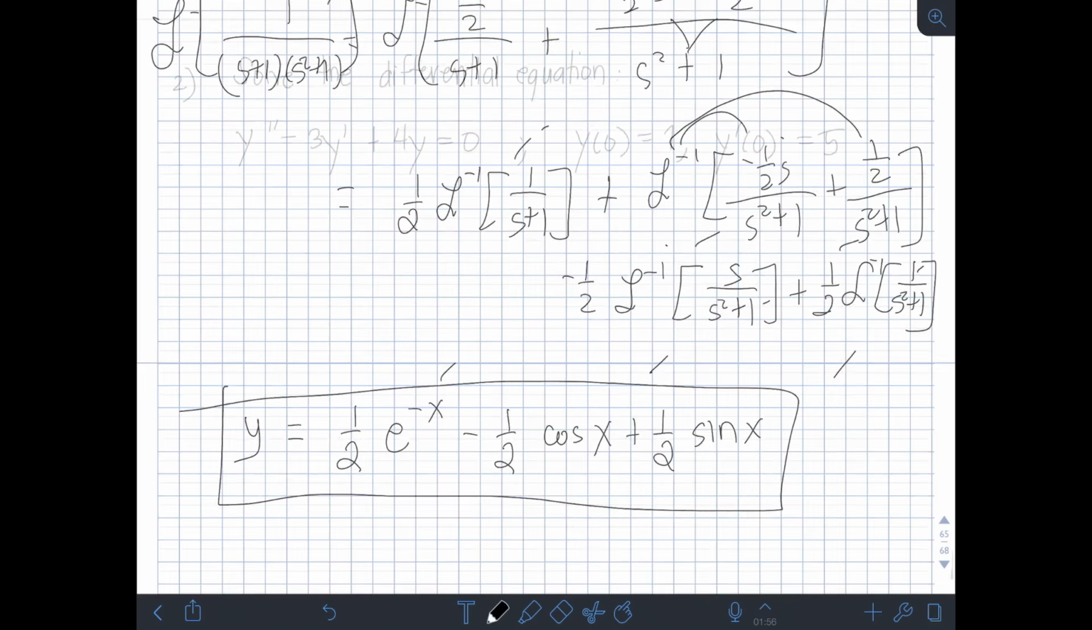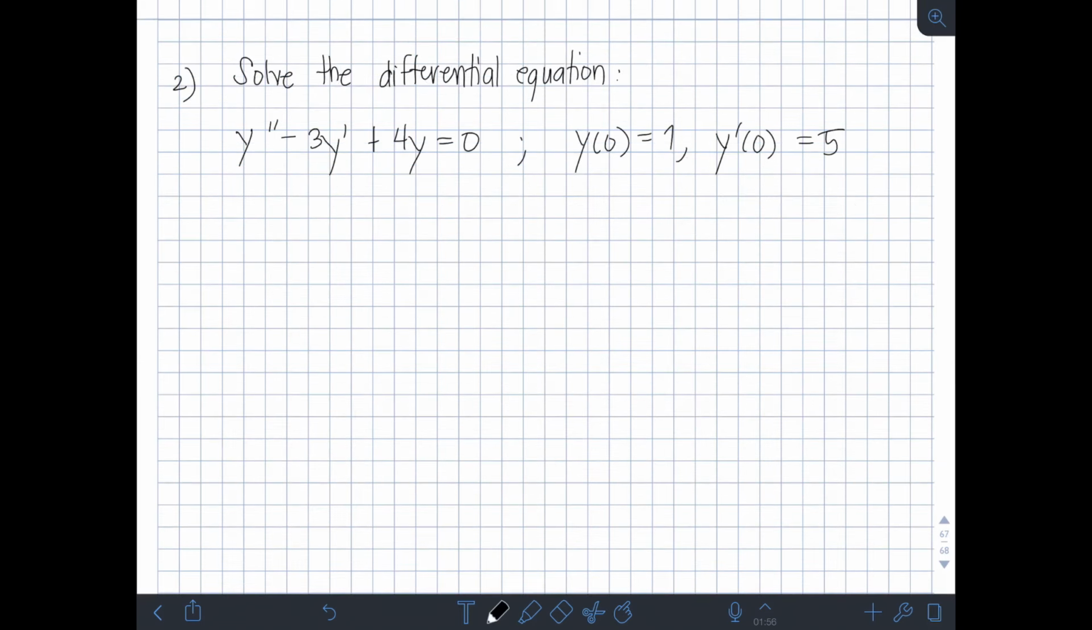Okay? Next, we have solve the differential equation y double prime minus 3y prime plus 4y equals 0, y of 0 is equal to 1, and y prime of 0 is equal to 5. Okay, so sulat ko muna uli. Y double prime minus 3y prime plus 4y is equal to 0. So, hanapin natin yung Laplace transform of both sides.